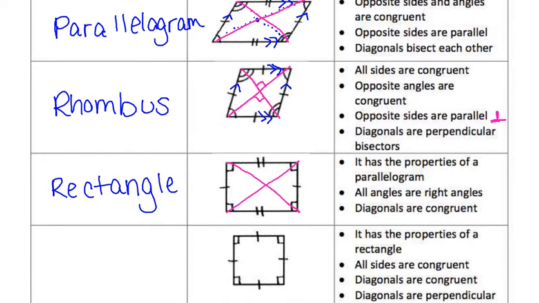Our next shape is the square, and a square has very similar properties to a rhombus. So it has all congruent sides. It has two pairs of parallel sides, so the left and the right is parallel to the top, and the top and the bottom are parallel. Same thing with the rectangle, the left and the right, and then the top is parallel to the bottom.